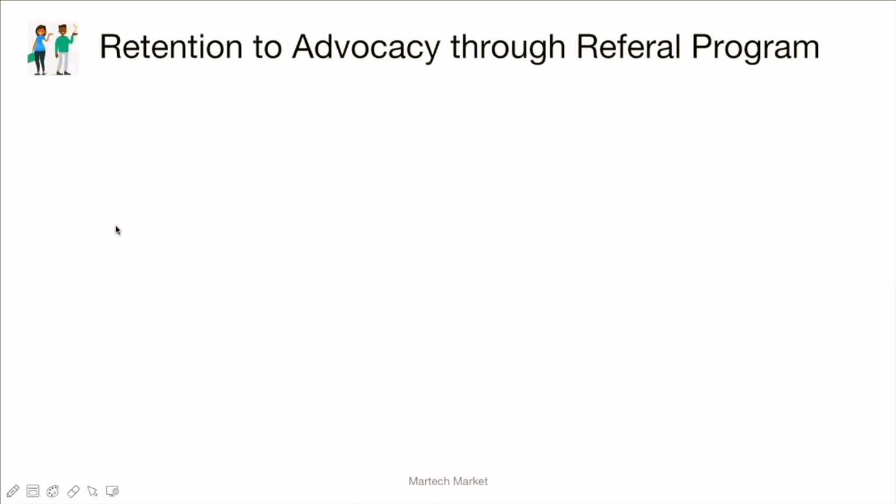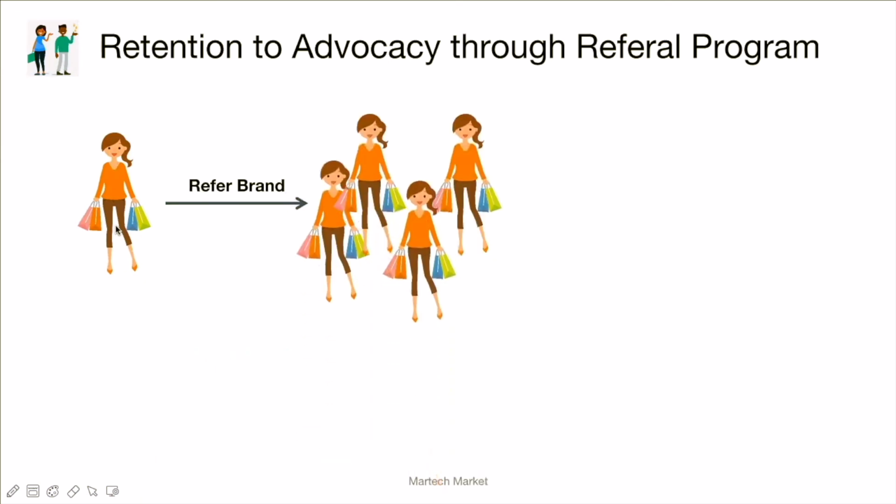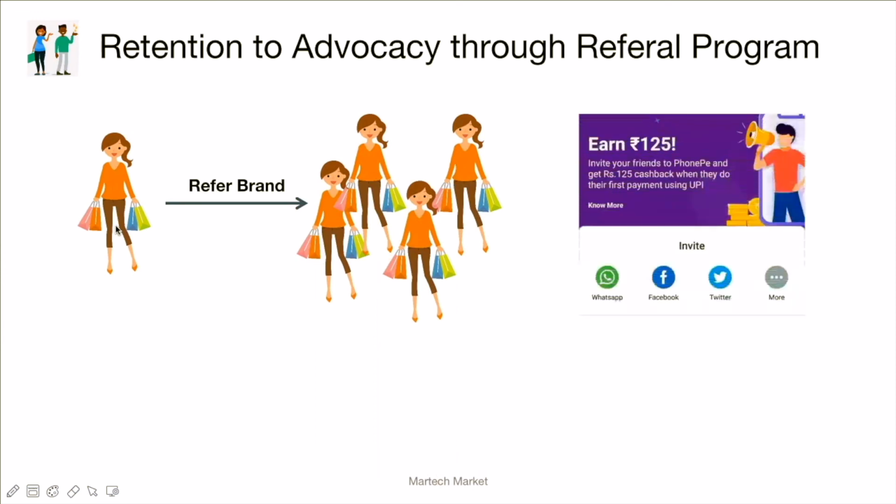Last but not the least, we are going to talk about how, post retention, it's very important to use these happy, loyal customers to get more new customers. That is what we call customer advocacy. The idea is to get these loyal customers to go and talk about the brand to their families and friends, and they get the brand more new customers. This is what we call a referral program. The idea is that these new customers are very similar to our loyal customers and they also turn out to be loyal customers. A few examples of referral programs: if you go to any of these UPI apps, what they would be promoting is, hey, refer your friend and get 125 rupees cashback, or earn 125 rupees, something like this.